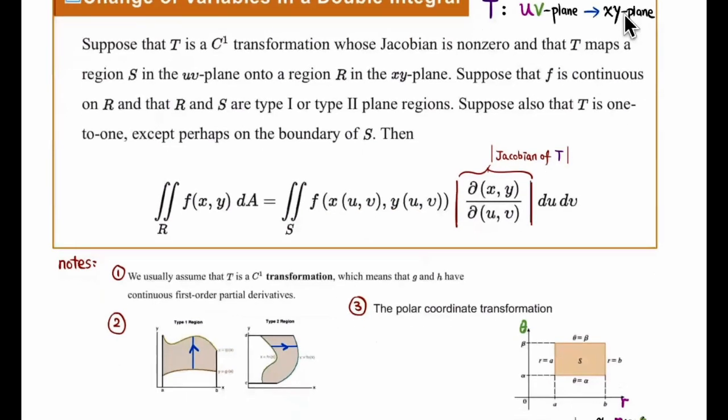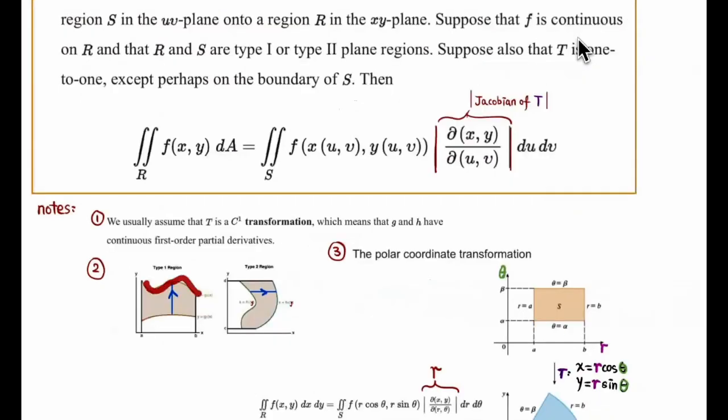Now, R and S are type 1 or type 2 plane regions. Let me remind you, for a type 1 region, the region is bounded above and below. So this is a type 1 region: y goes from g1 to g2, x goes from a to b. This is a type 2 region: x is bounded on the left by h1, bounded on the right by h2, and y goes from c to d.